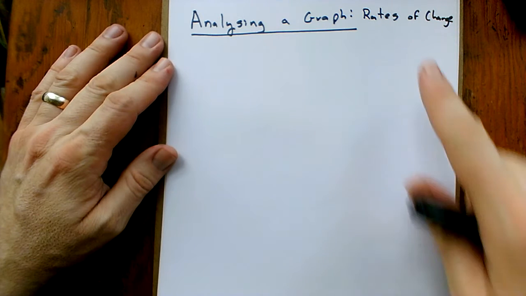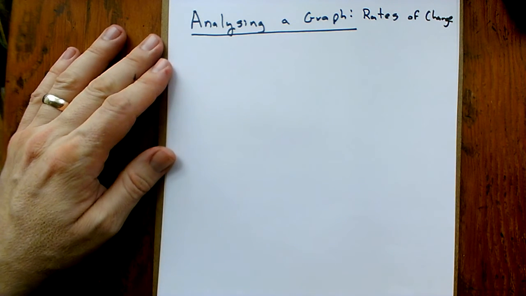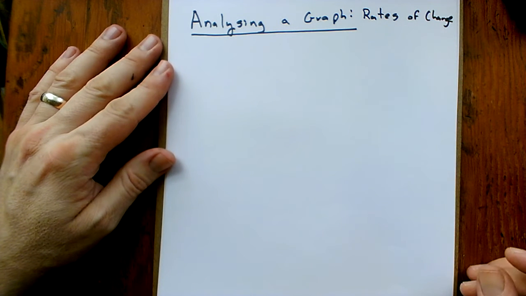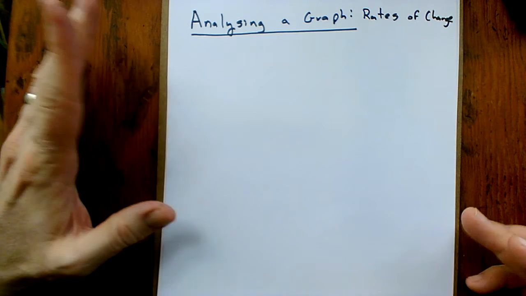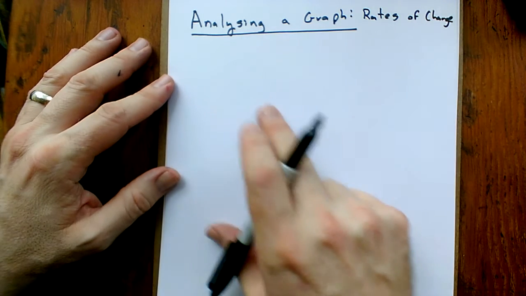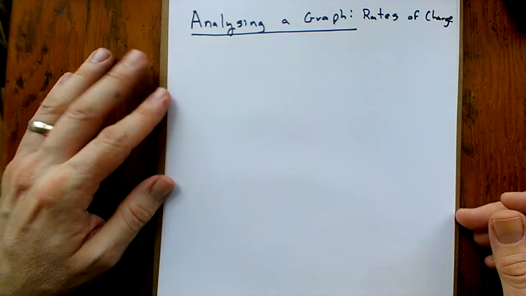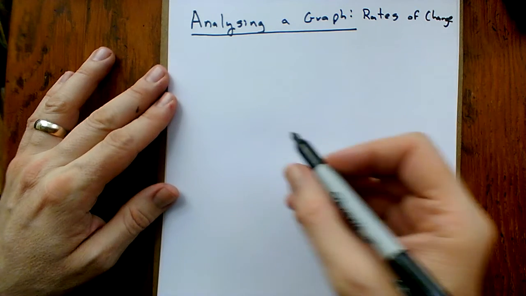Right now we're going to talk about analyzing a graph, and we're going to talk about rates of change. When we talk about rates of change, I think it's fairly obvious what we're talking about. All graphs are going to look different. You've got times when they increase, you've got times when they're decreasing. Which direction is the line pointed? Well, let's start by giving a few definitions.